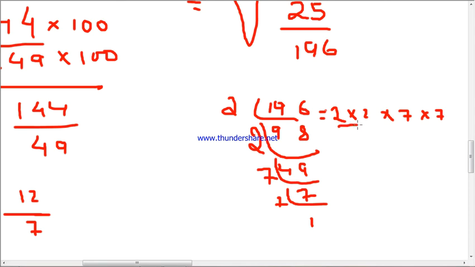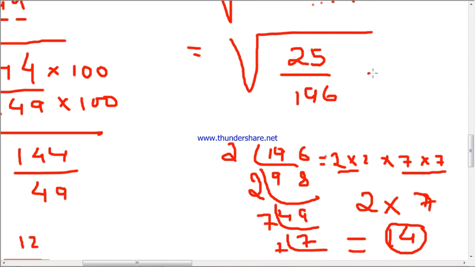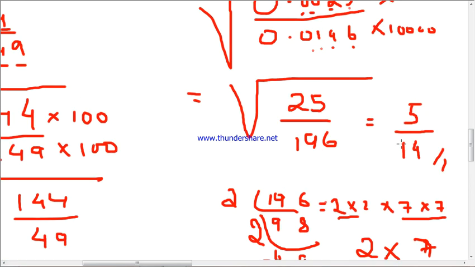Then since it's a square, let's make them pairs. 2 into 7, 7 into 2 equals 14. That means 14 into 14 will give us 196. So the square root of 25 is 5, and of 196 is 14. So 5 by 14 is your answer for this part of question number 20. Question number 3.